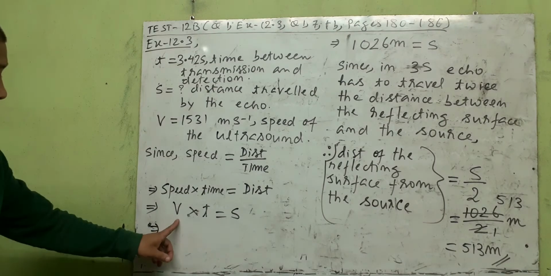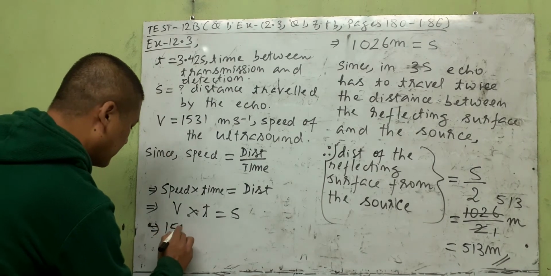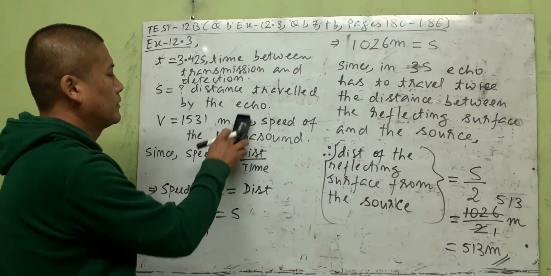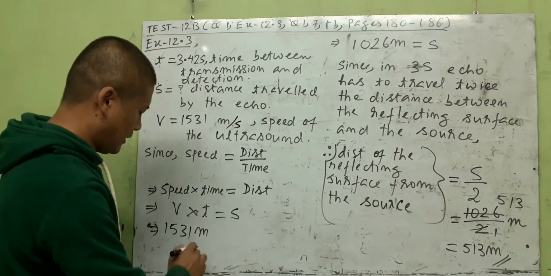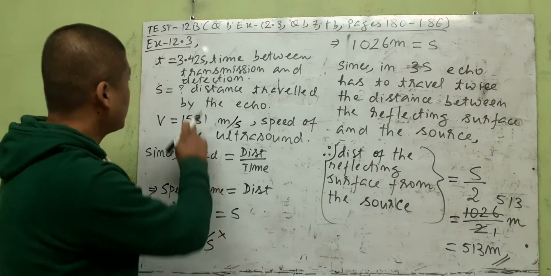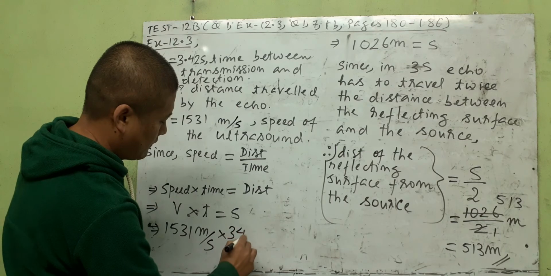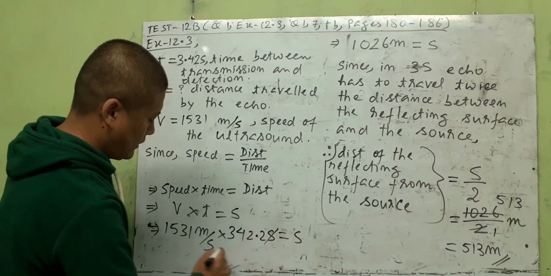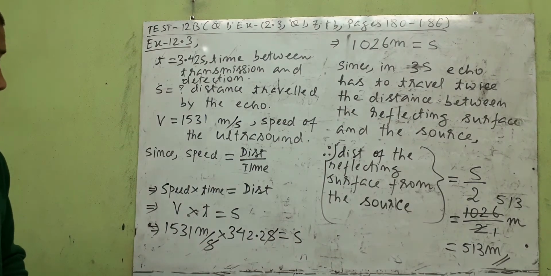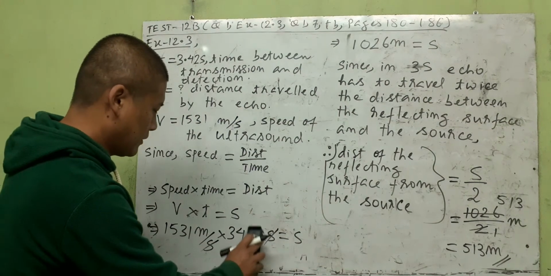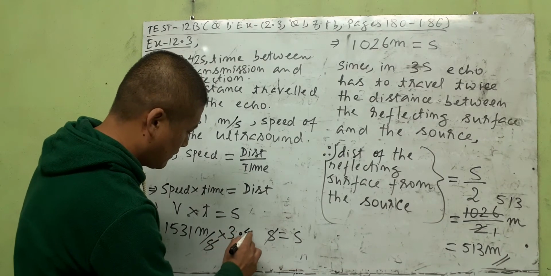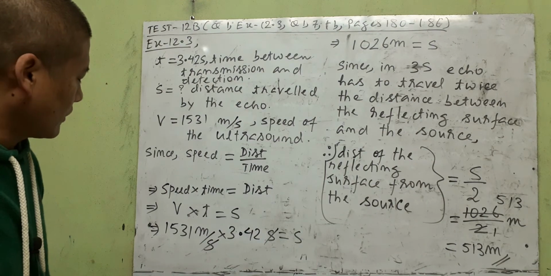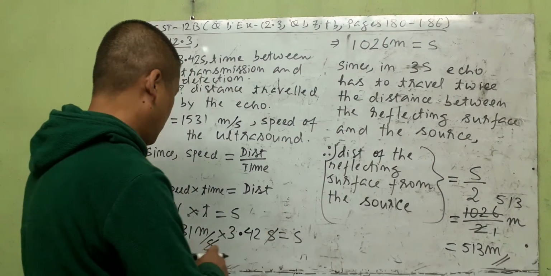Okay, so here v in this case is 1531 meter per second, and the time is 3.42 seconds, equal to s. So s and s cancelled. So 3.42 seconds. So here these two numbers have to be multiplied. So let us multiply.